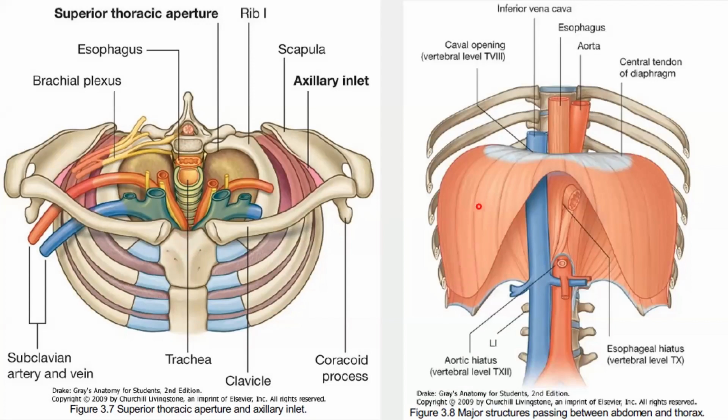And this is a much clearer diagram of the diaphragm. You can see it has two domes, on the right side and the left side. And you can see the openings. There's one opening for the esophagus and for the inferior vena cava here. And more posteriorly, you have the aorta passing behind the diaphragm.